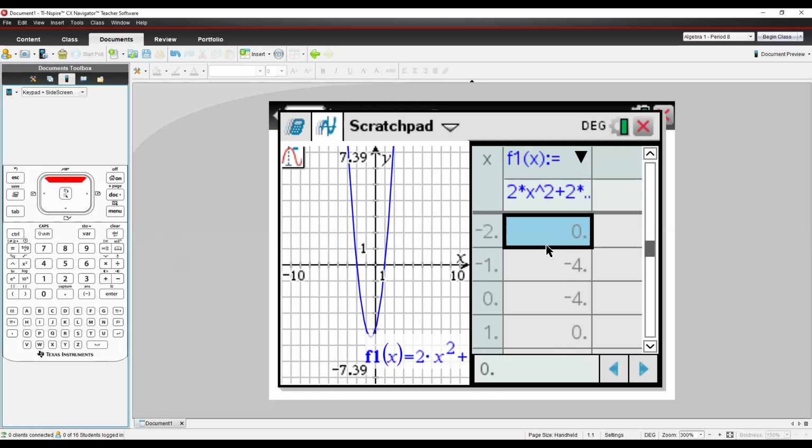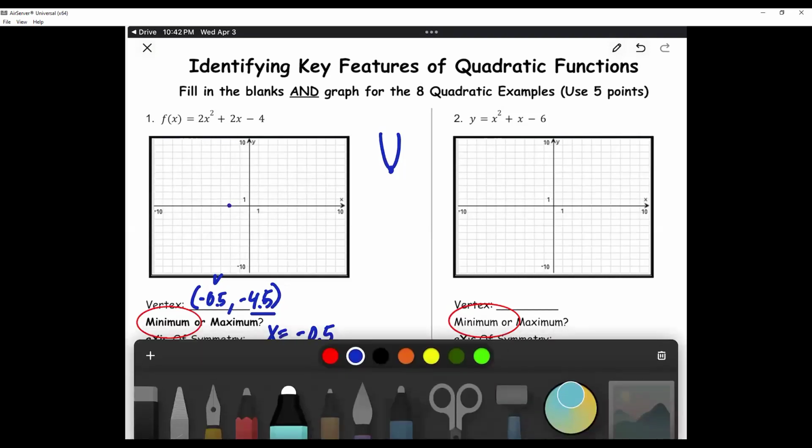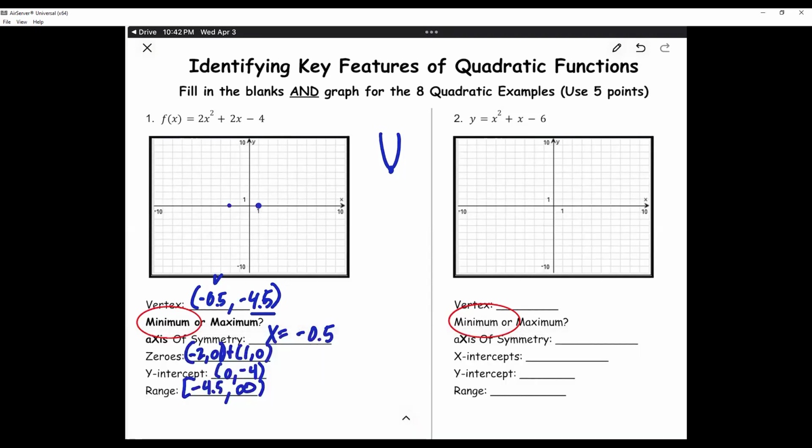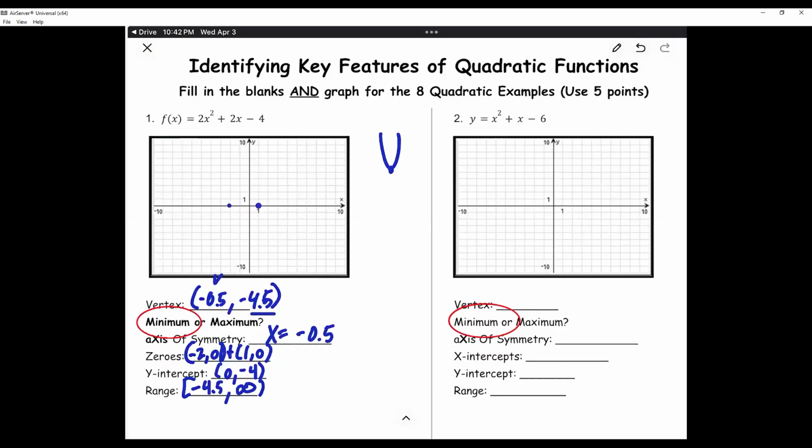So you can see I got (-2, 0). I already knew that. One of the points is (-2, 0). Let me get some other points. And then one of the points is (1, 0). If I go back to the table, I can see that (-1, -4) and (0, -4) are going to be 2 points on there. So let me get those two. So that's going to be (-1, -4), 1, 2, 3, 4. And then the other one was (0, -4). And I also know the y-intercept is like about here.